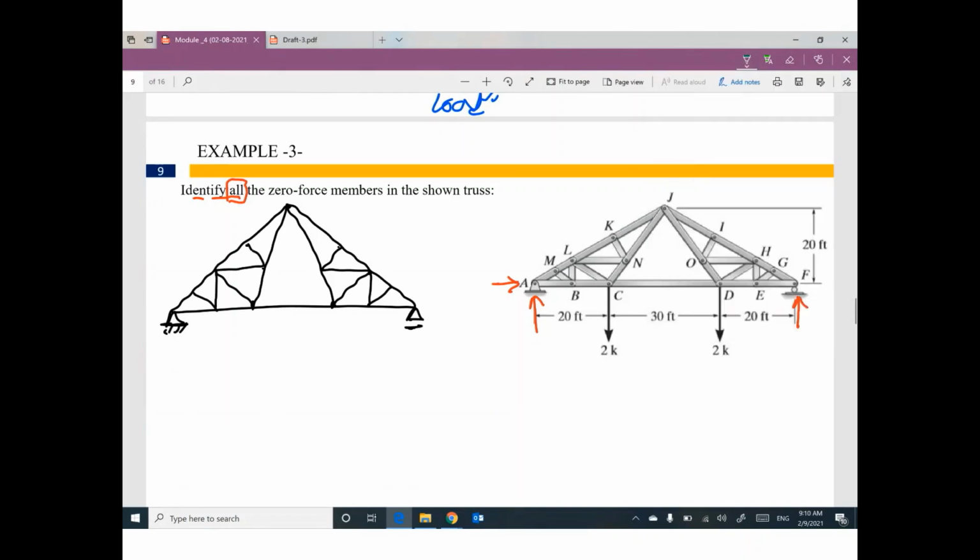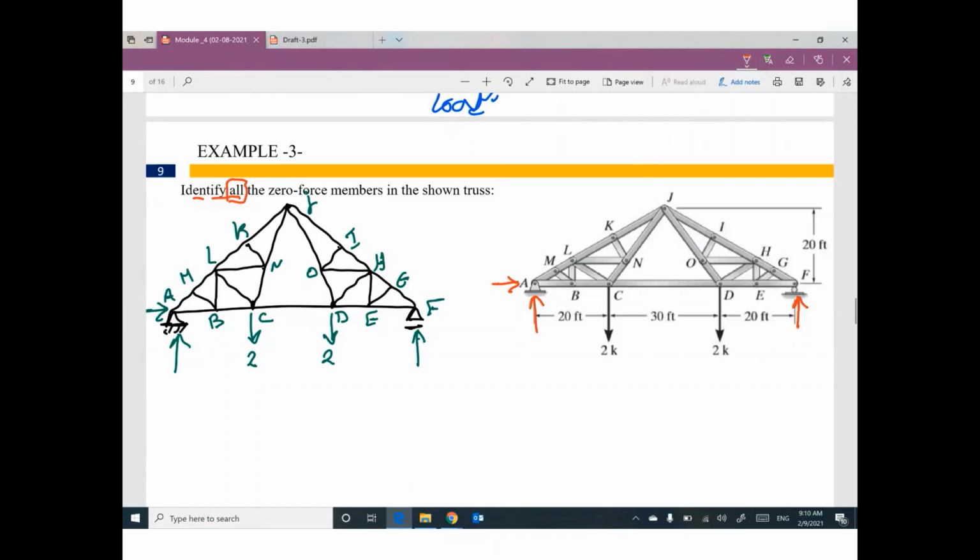We have here vertical load 2, vertical load 2, vertical reaction, horizontal reaction, and vertical reaction. Joint A, B, C, D, E, F, G, H, I, J, K, L, M, N, O.